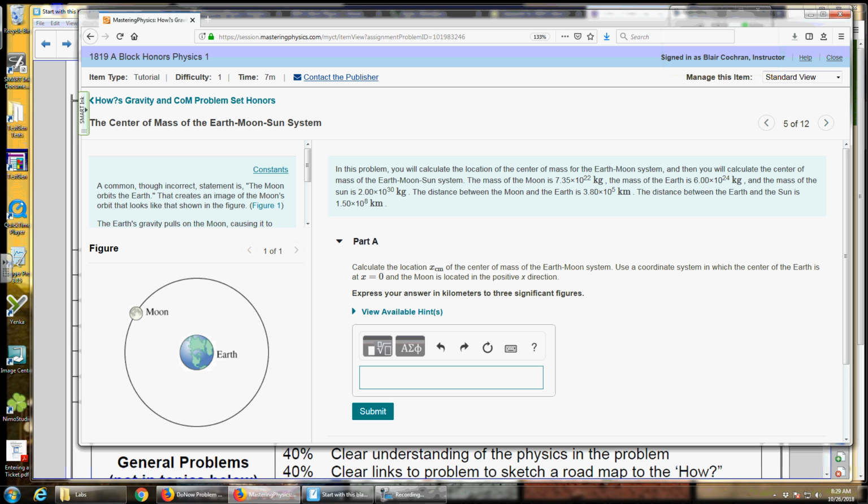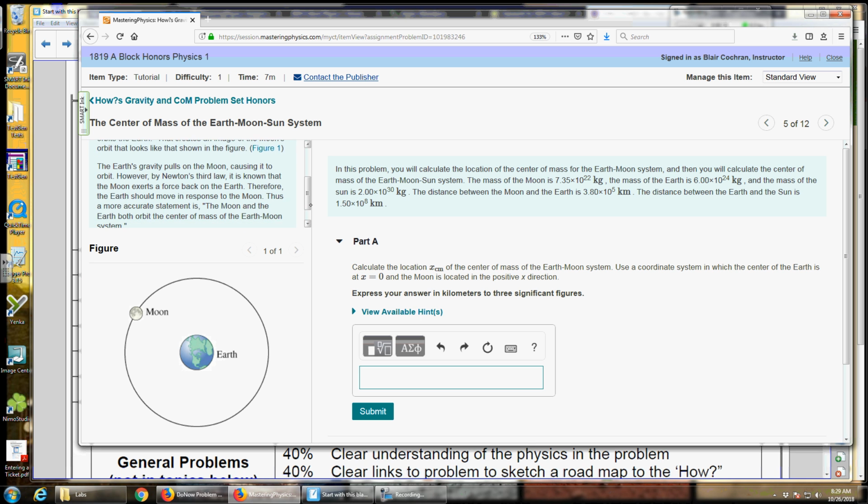Alright, so we're starting with number 5 here. The moon orbits the Earth, which creates the image of the moon's orbit shown in this. Gravity pulls on the moon, causing it to orbit. This problem will calculate the location of the center of mass of the Earth-Moon system. Then it will calculate the center of mass of the Earth-Moon-Sun system.